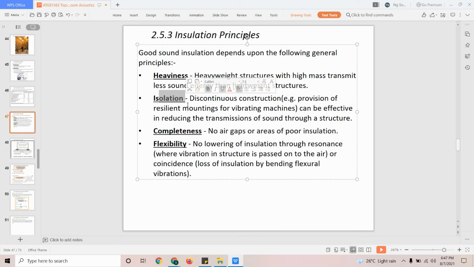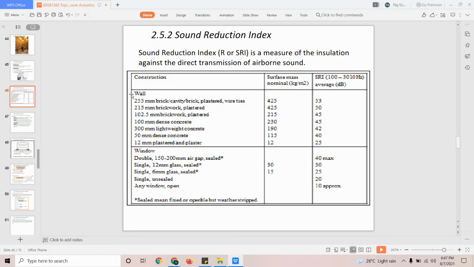Okay, next is isolation, or discontinuity of construction. For example, in the first configuration of the wall, we have a brick layer, then a cavity, which is just a void, and then another brick layer. So this is what is meant by discontinuity.